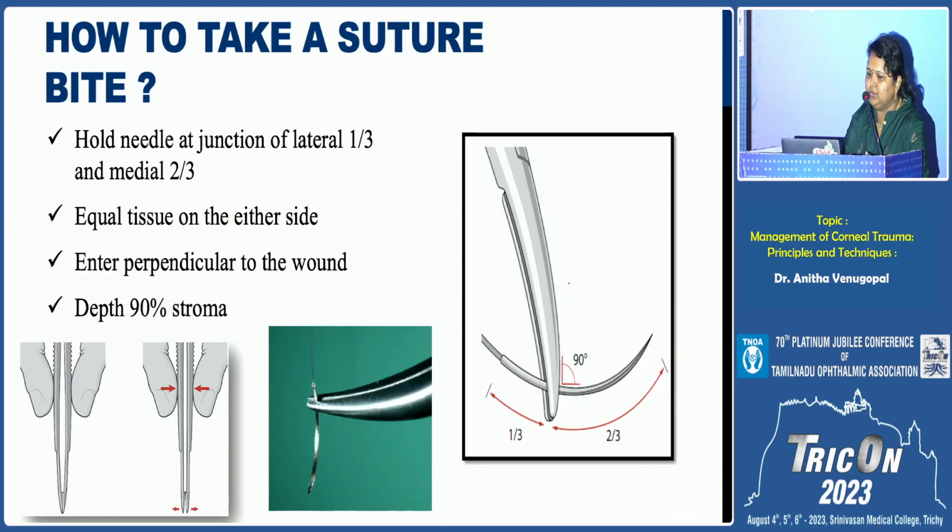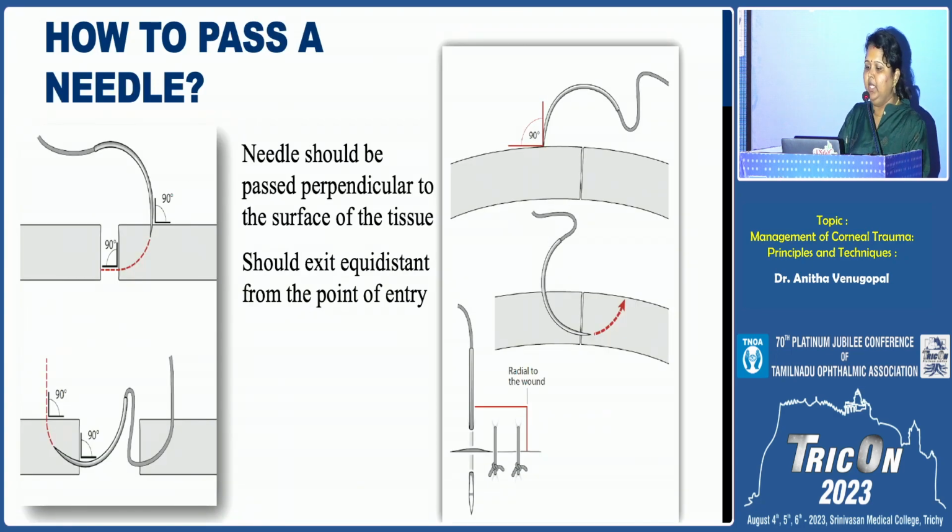So how to take a suture bite? Always hold the needle at the junction of the lateral 1/3 and the medial 2/3, with equal tissue on either side, and enter perpendicular to the wound and take 90% of the stroma. And the holding of the needle holder is also important; it should not be held too tight.